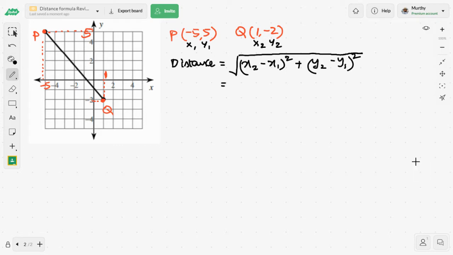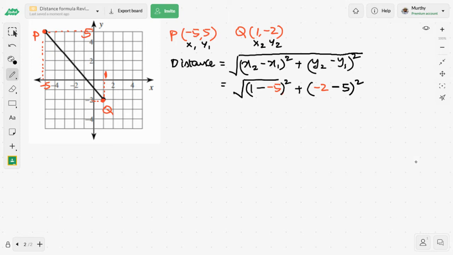Now I know that the value of x2 is 1. Therefore, 1 subtract, and the value of x1 is negative 5. You have to be a little careful, especially if there are negative signs. So I'm taking the x1 value here. So 1 minus negative 5 square plus, what is y2? You see that the value of y2 is negative 2. As I mentioned before, you have to be really careful if there is a negative sign. Let me delete this, my bad. So negative 2 subtract y1, which is just 5, square.